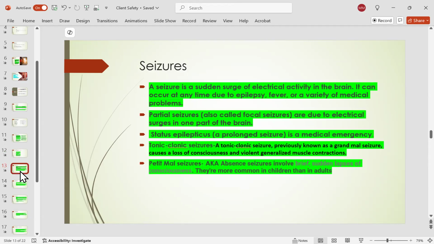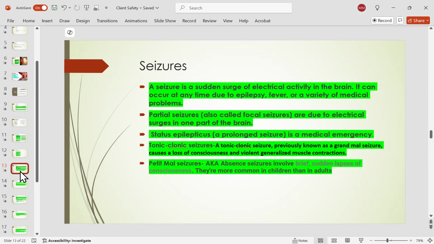Okay. What is a seizure? A seizure is a sudden electrical surge in the brain. Some people have epilepsy, so that can cause them to have chronic seizures, but children can have febrile seizures, which are seizures related to high fevers. And then there are also some other medical problems that can cause seizures to happen.